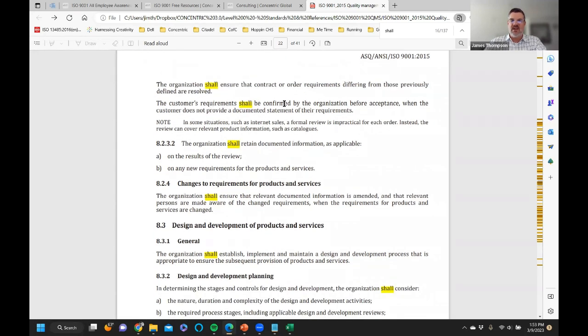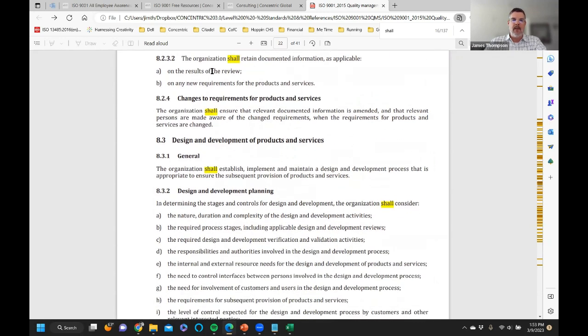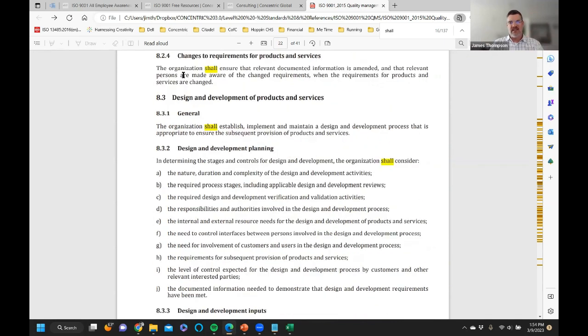The customer requirements shall be confirmed by the organization before acceptance when the customer does not provide a documented statement of their requirements. Okay. The organization shall retain documented information as a record on the results of the review and any new requirements for the products and services. Okay, so let's say you've locked in, you have a contract, you're good to go. You've got a record of that mutual agreement between you and the customer for the order.